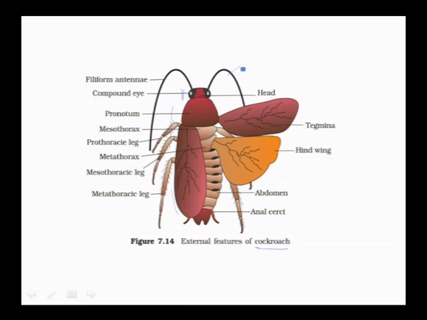The head consists of antennae, sensory organs, and a pair of compound eyes, which are made up of numerous simple eyes called ommatidia, which produce mosaic vision.